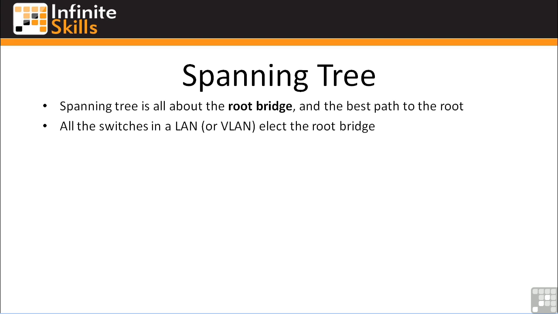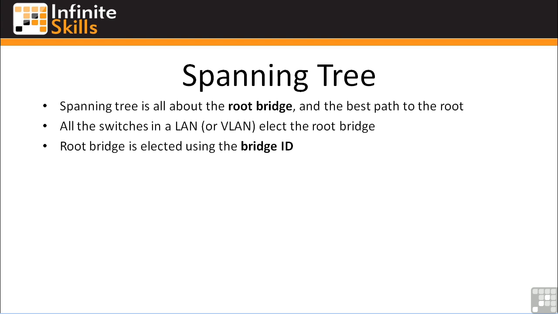Now, all the switches on a LAN or a VLAN elect the root bridge. This way, all of the switches in a LAN or a VLAN are in the same spanning tree, and they all agree on who the root bridge is. And that way, there's no confusion anywhere along the line. And again, this all happens at layer 2, so you don't have to worry about the switches being on trunk ports like you do with VTP, or being in the same layer 3 network like you do with routing protocols. This all happens, again, pretty much automatically, but you do want to manipulate how it works.